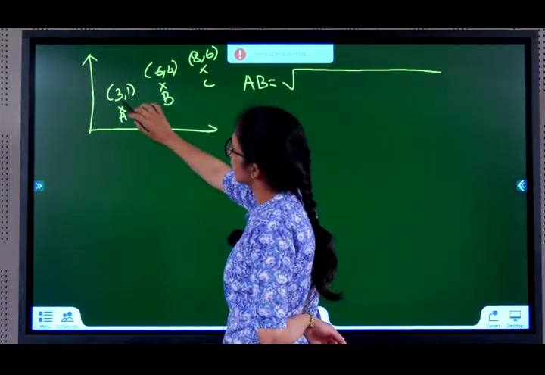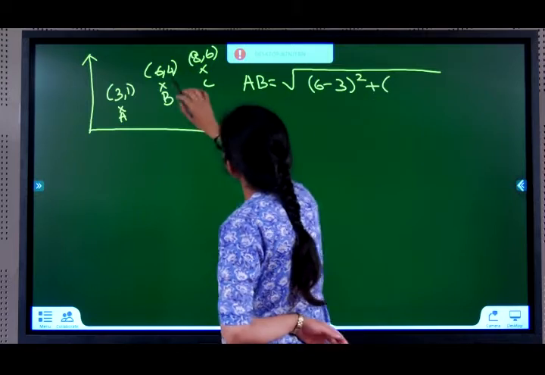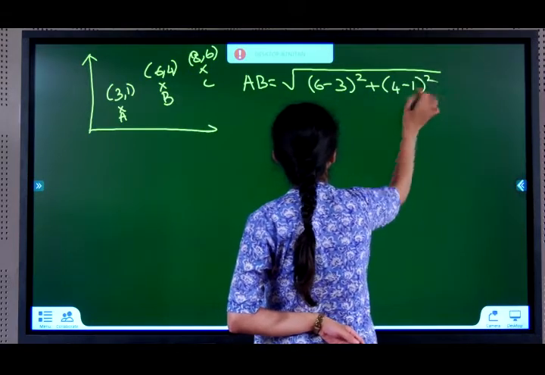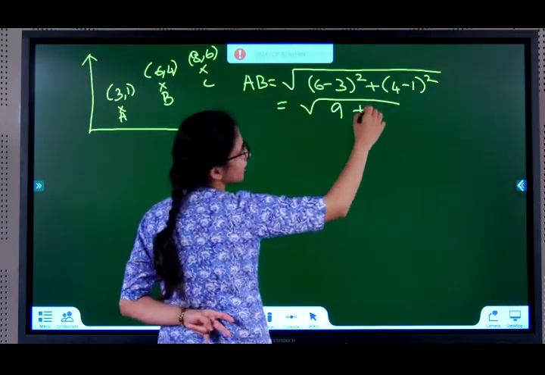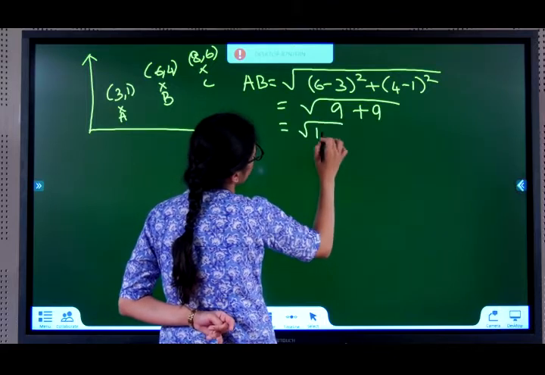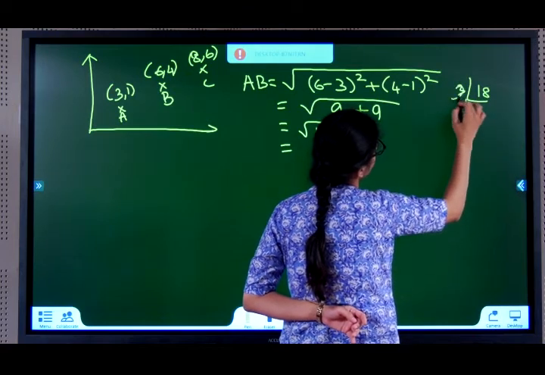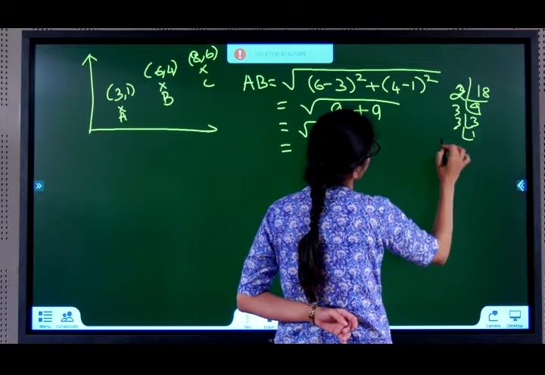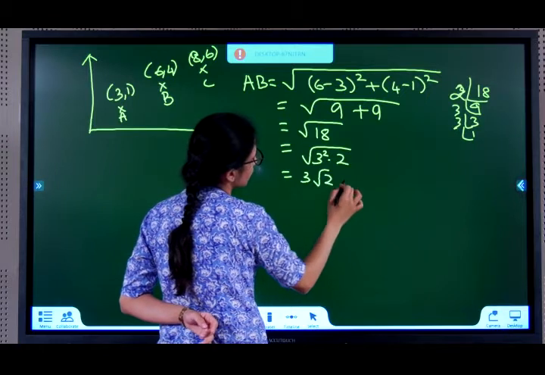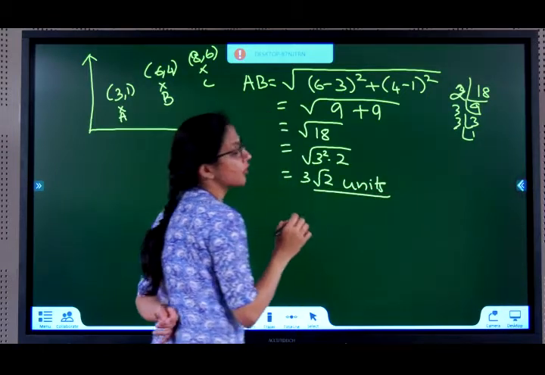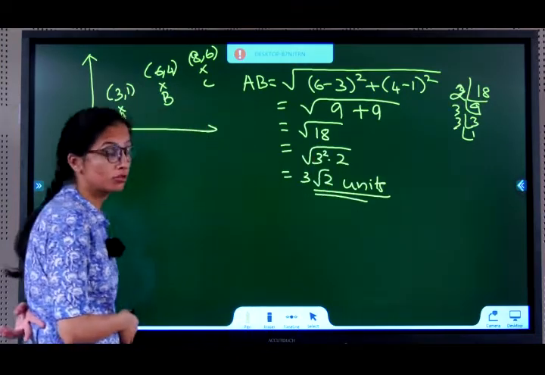Take this as x2, y2, x1, y1. 6 minus 3 the whole square plus 4 minus 1 the whole square. 6 minus 3 is 3, 3 square is 9. 4 minus 1 is 3, 3 square is again 9. Root 18. Root 18 on prime factorization, 2 9s are 18, 3, 3, so root 3 square into 2. Remove the 3 out, 3 root 2 units. Wherever you can solve your root, please solve. Here we could solve root 18. In the previous example, root 34 I could not solve.